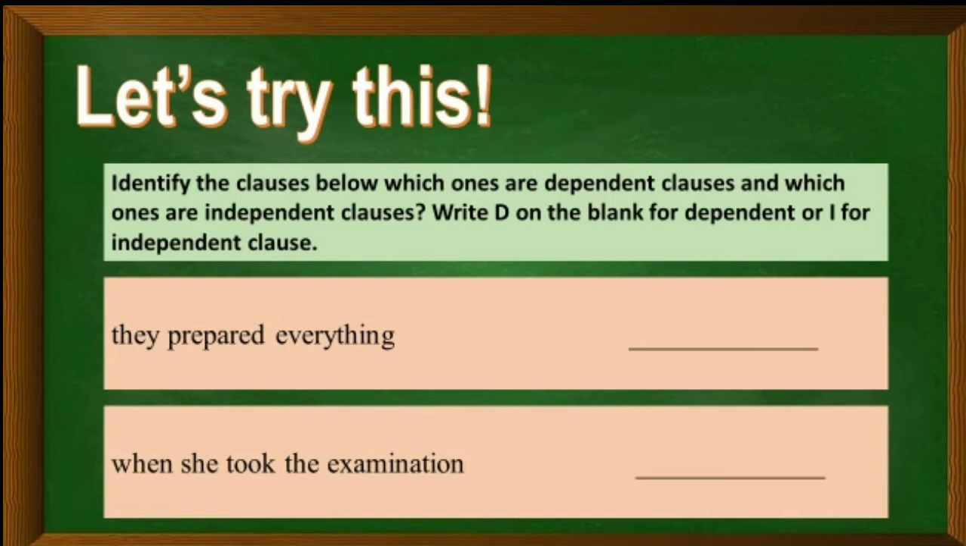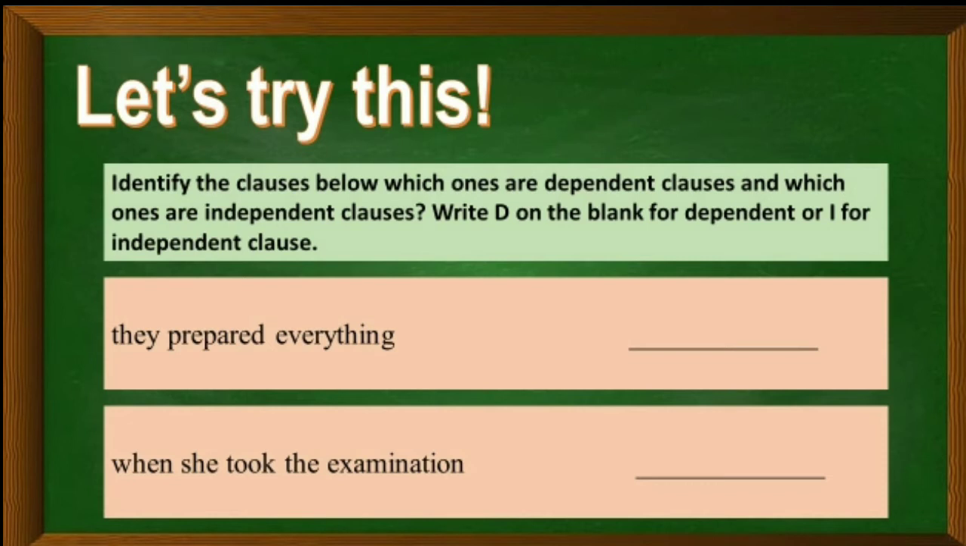You just have to write letter D on the blank for dependent clause and I for independent clause. You don't have to write the whole words such as dependent and independent. You just have to write the letters D, capital letter D, and I on the blank. Just like this one. They prepared everything. Is this a dependent clause or independent clause? This is an independent clause, so you should write capital letter I on the blank.